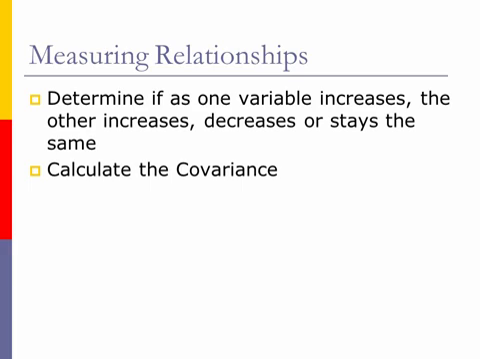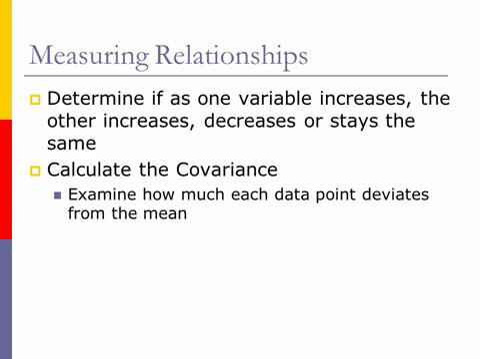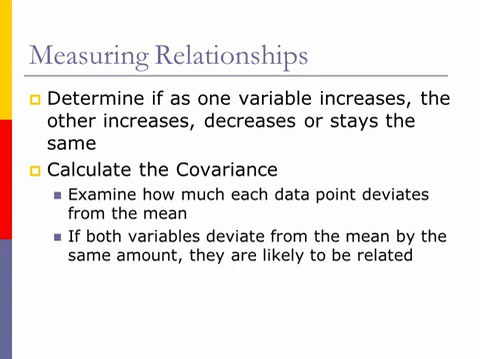So how do we determine how strong these relationships are? Well, that's where the covariance is going to come in. And what covariance looks at is how each data point deviates from the mean of that sample. So if you look at just your x variables, we calculate the mean, and then we'll look at how each data point in that scatter plot deviates from that mean. If both variables deviate from their individual mean by the same amount, they're probably going to be related.